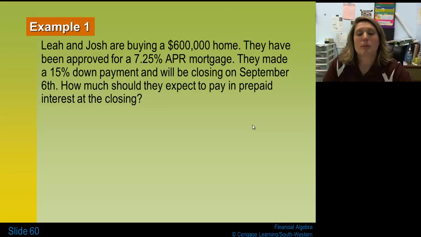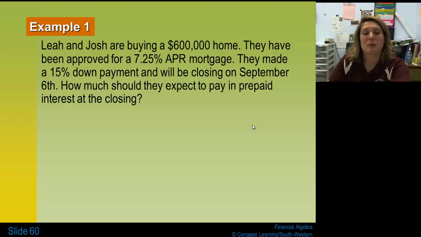Example 1. Leah and Josh are buying a $600,000 home. They have been approved for a 7.25% APR mortgage. They made a 15% down payment and will be closing on September 6th. How much did they expect to pay in prepaid interest at the closing?